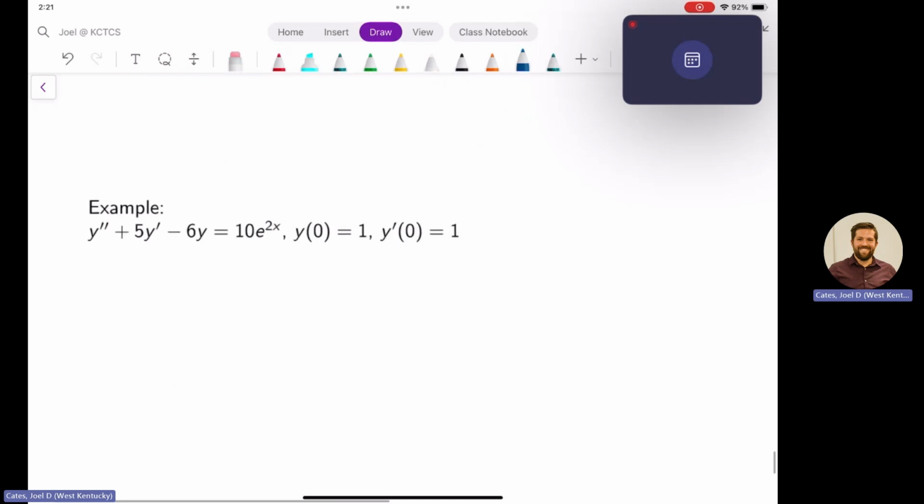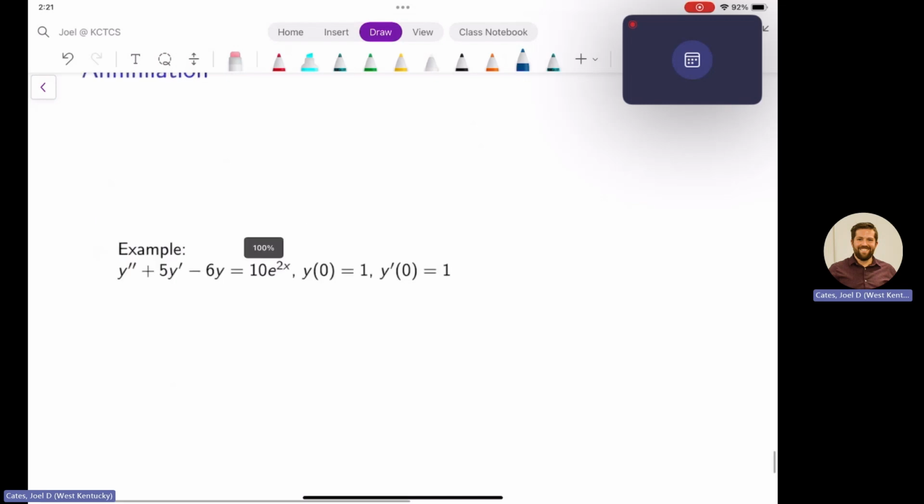Let's do one final example where we won't have any unknown coefficients left in the final answer because we have initial conditions. All right, so let's just run through the process. This might take a little bit longer because we have initial conditions, but we work it much the same. So let's see it out.